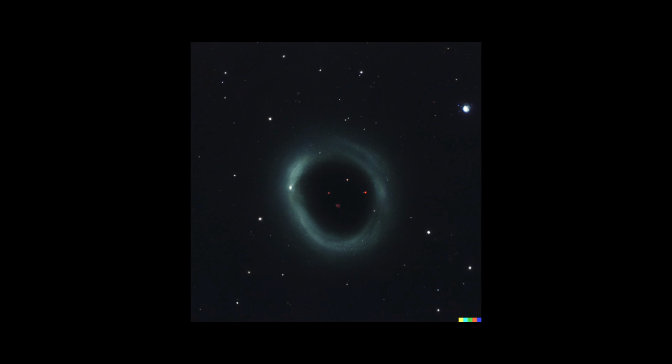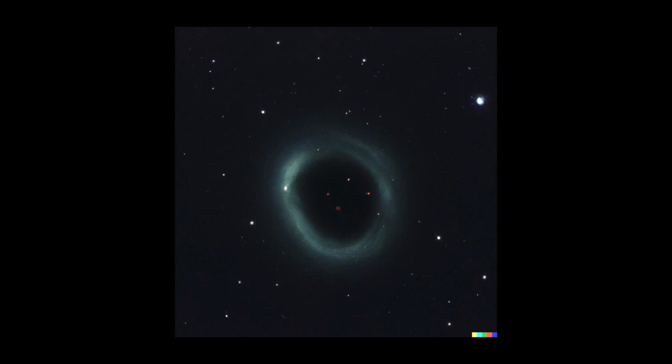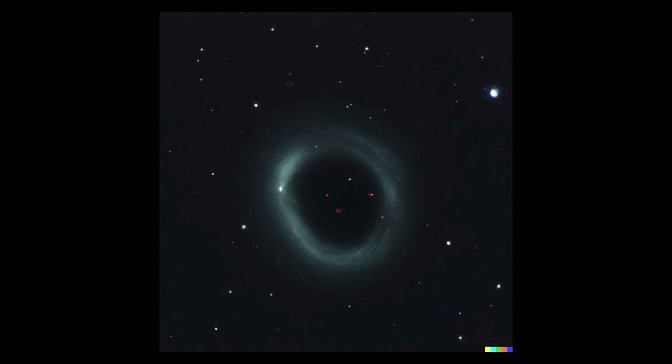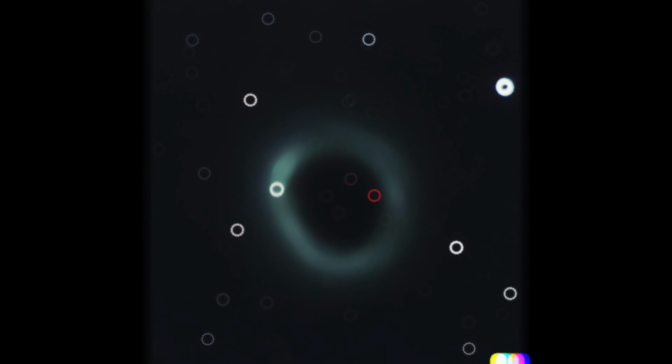Number 3. Supermassive black holes. These are the largest type of black holes and have masses that range from a few 100,000 to billions of times the mass of the Sun. They are believed to be at the center of most galaxies, including our own Milky Way.